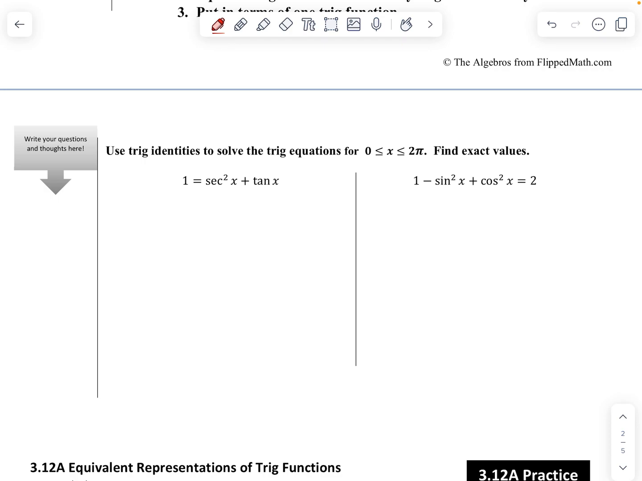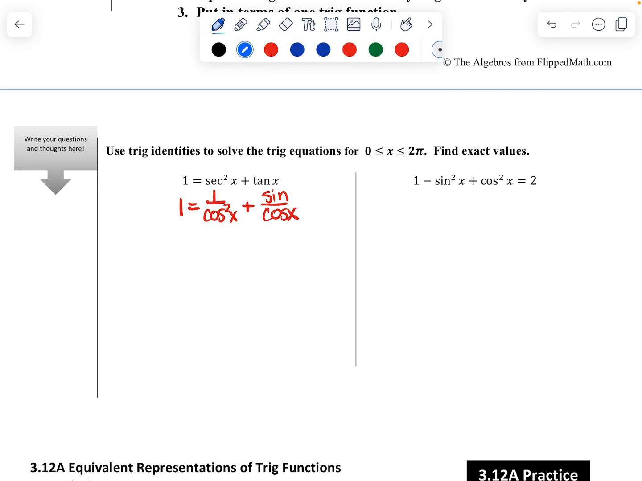So we're asked to solve a couple of these. The first thing you want to do when solving is get it into one trig function. So let's see. 1 equals, what is cosine? 1 over the cosine squared of x plus sine of x over the cosine of x. Well, what do we need to add fractions? We need a common denominator.